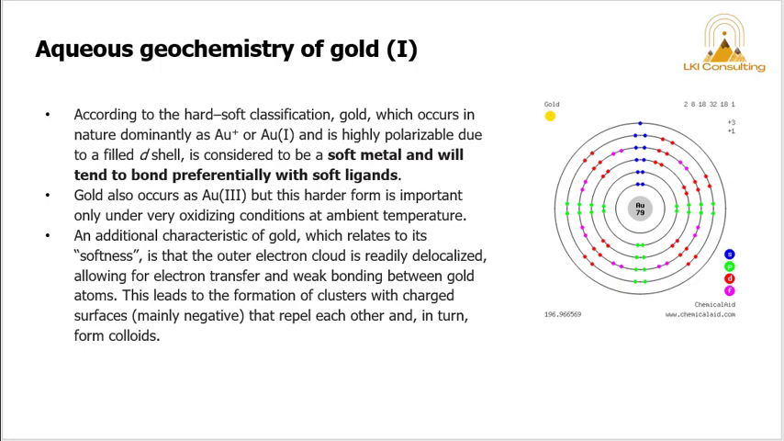An additional characteristic of gold which relates to its softness is that the outer electron cloud is readily delocalized, which allows for electron transfer and weak bonding between gold atoms, which leads to the formation of clusters with charged surfaces, mainly negative, that repel each other and in turn form colloids. If you guys have ever heard of colloidal transport, this is the mechanism by which this is happening.